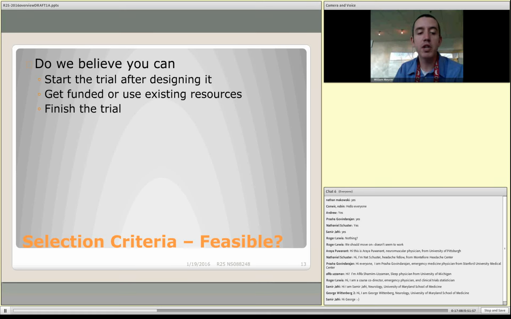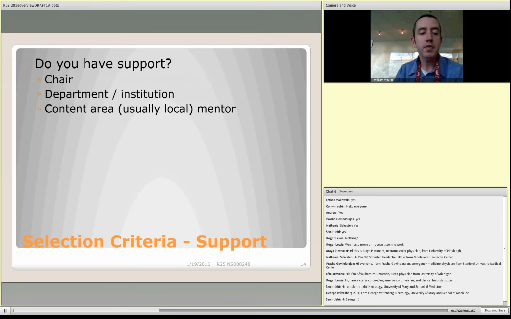Again, everybody's situation is different, and we're not going to necessarily completely discount something, but really we want to see that there's a pathway that is likely to lead to you getting patients into your trial, which is our goal. And then the third major selection criterion is, do you have support?